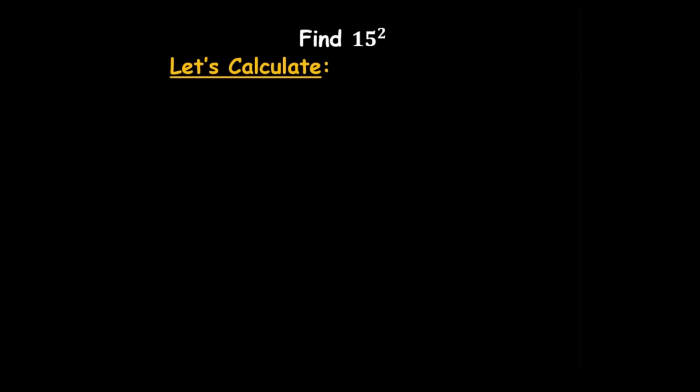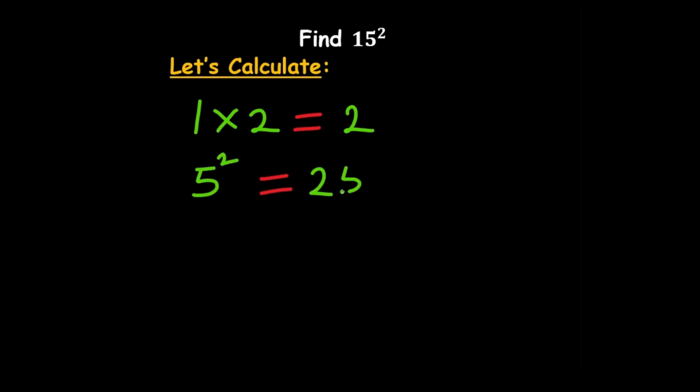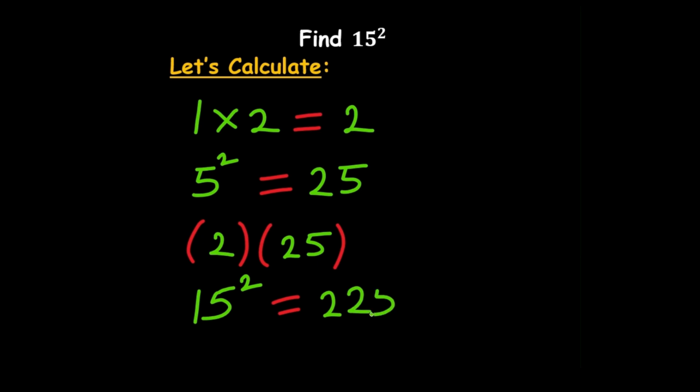Let's find 15 squared. Here's a quick way to do it mentally. First, take the first digit, which is 1, then multiply it by the next whole number, which is 2. 1 times 2 is equal to 2. Next, square the last digit, 5. 5 squared equals 25. Now put the two parts together: 2, 25. Then, 15 squared equals 225.